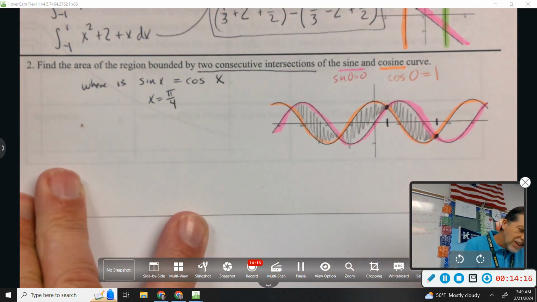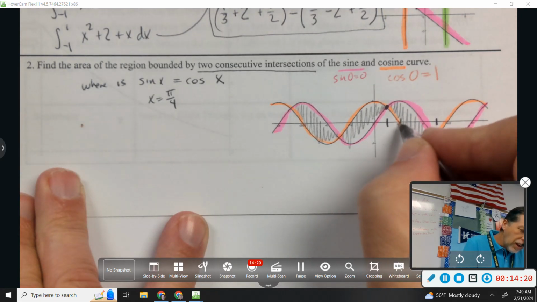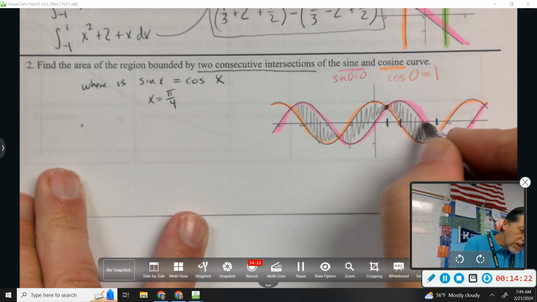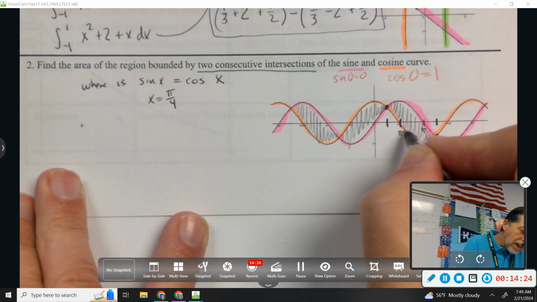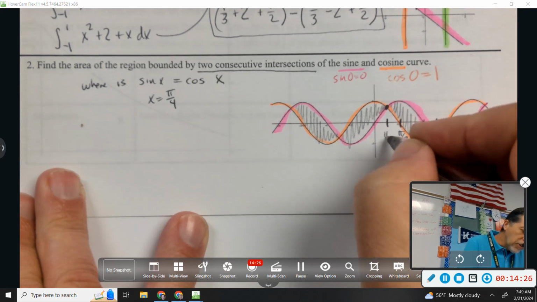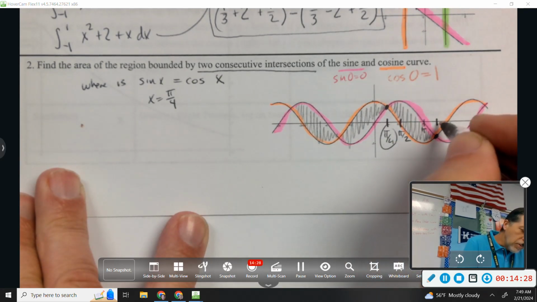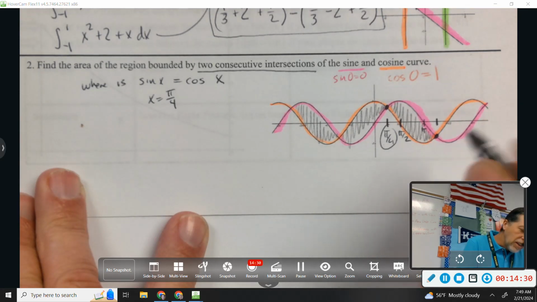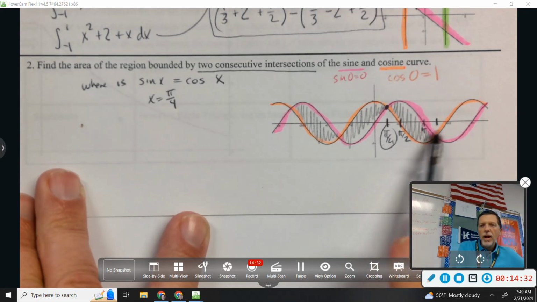And in fact, these are labeled, so you could probably figure it out that way. That's pi over 2. That's pi. So yeah, pi over 4 is the first one. What about this second one? In between pi and pi over 2?